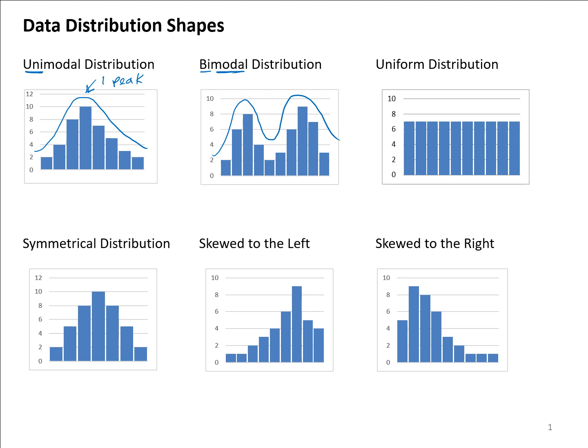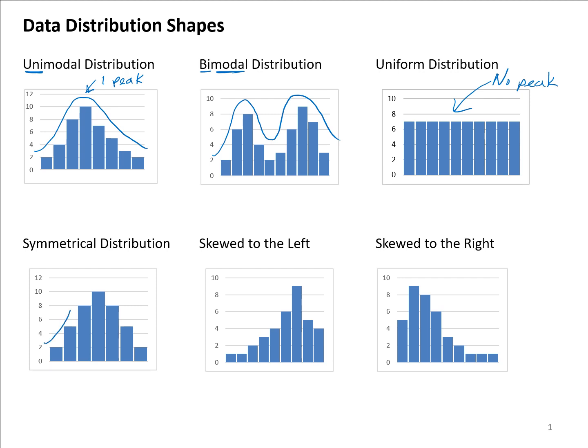Now, it is possible to not have any peak at all. So if you have no peak, what you have is what we refer to as a uniform distribution. So these are some common things you might see with distributions when you draw them out as histograms or as bar graphs. The other thing that people often pay attention to is, where does that peak occur?